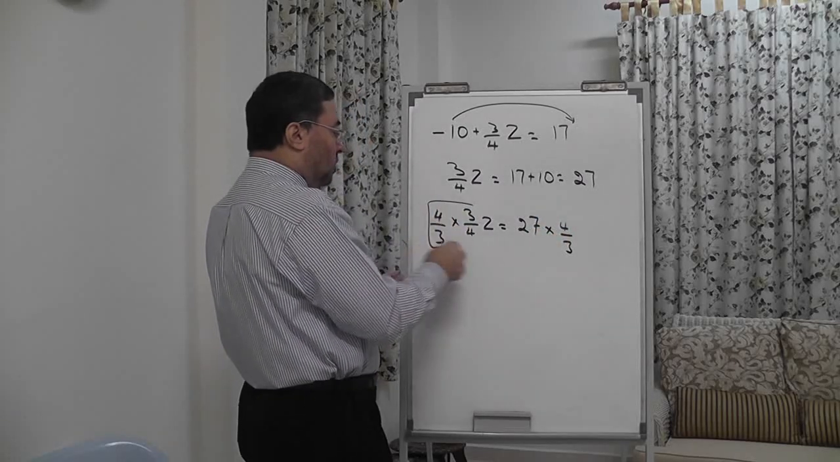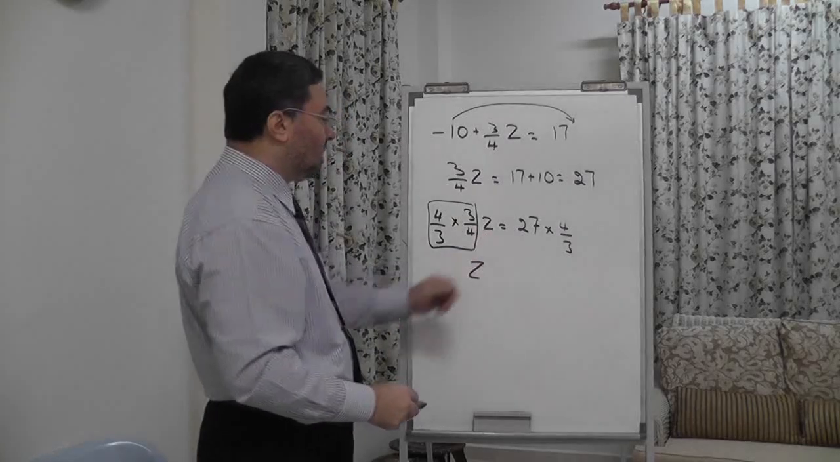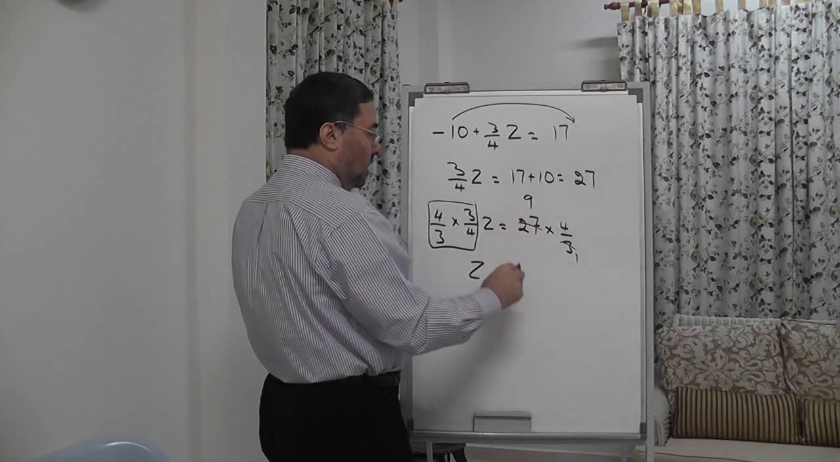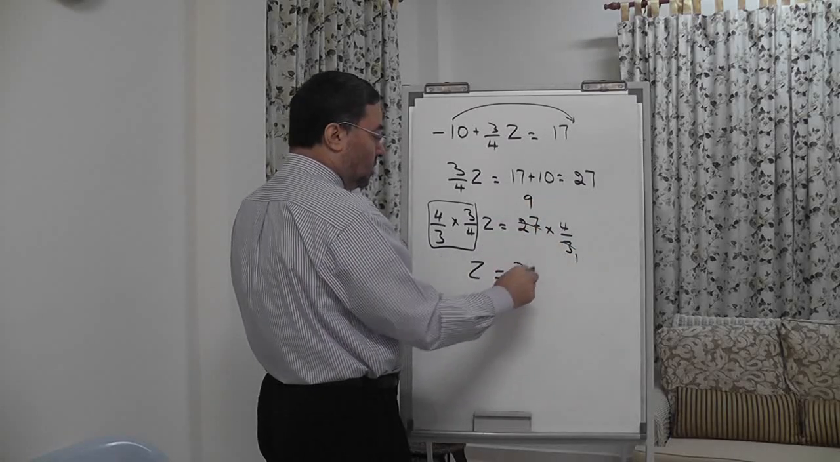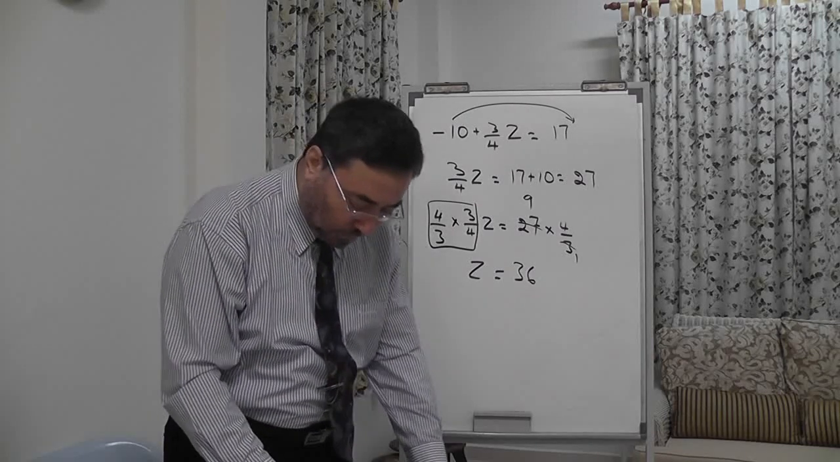These two numbers are reciprocals, so that will give me 1. So on this side we have Z, and here the 27 cuts with the 3, and we have 9 times 4, and that's 36. So Z is equal to 36.